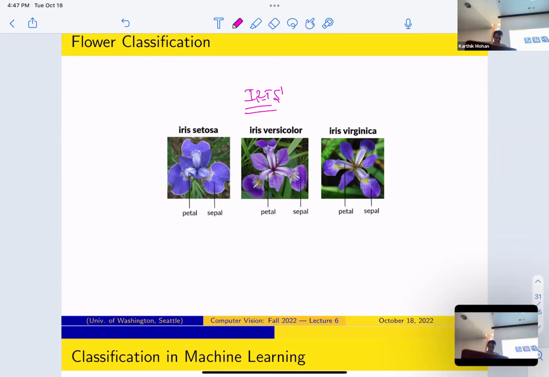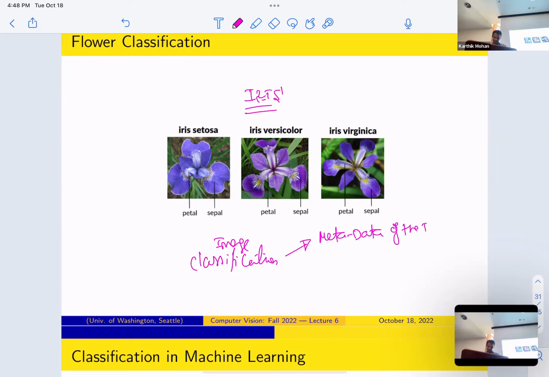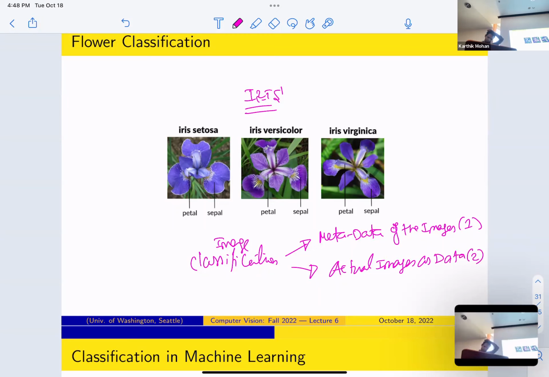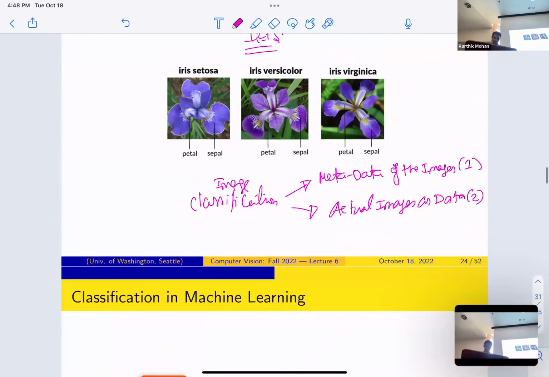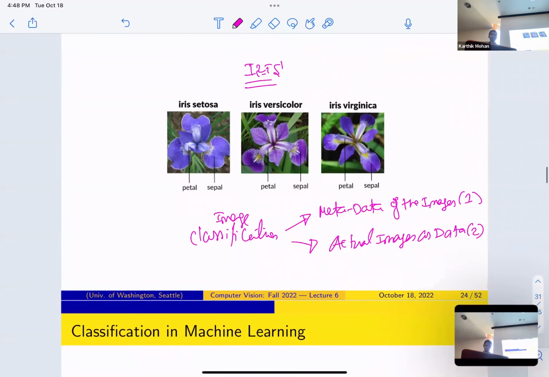So I just want to say that for image classification, you have metadata of images, which is one type, and then the other is the actual images. So that's an example of classification for images. Classification obviously applies in other areas too.